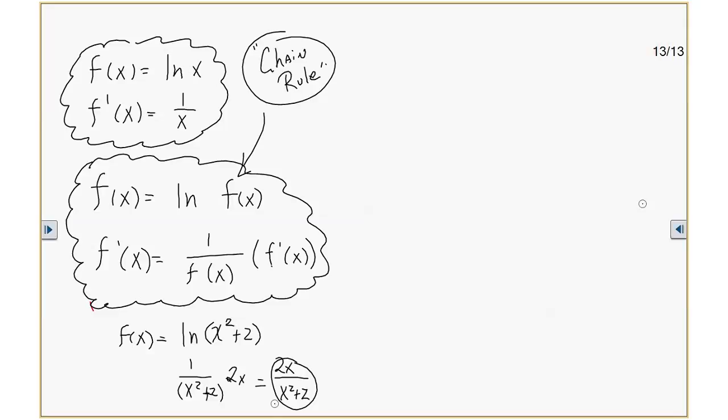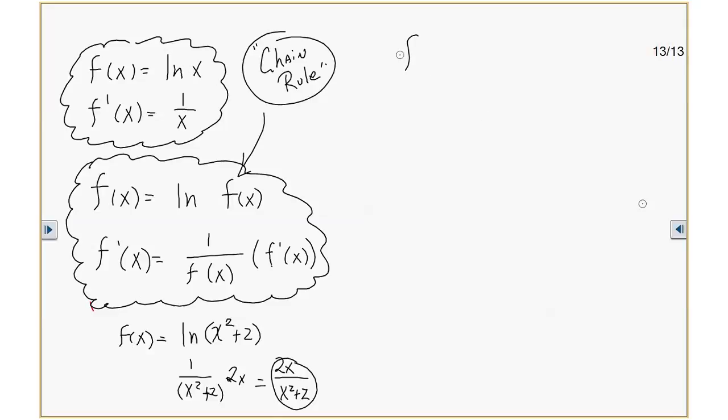That's a little bit of an example. We're going to go over some more of these. I felt like I only covered the first part of the natural logs the other day, so I figured I'd do all of it today.